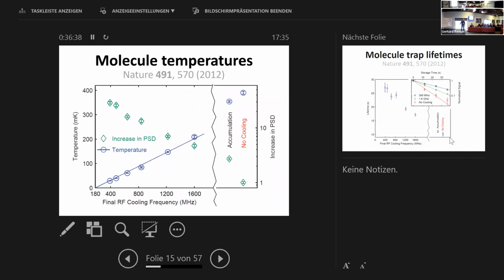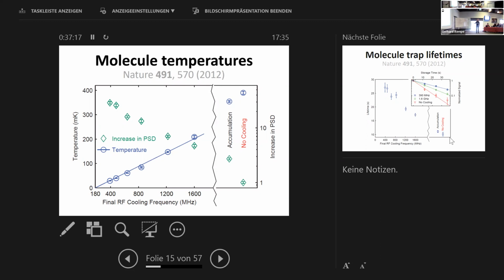So that looks good. Here's the temperature as a function of the final radio frequency cooling. You remember we sweep it down. So we started at frequencies of more than a gigahertz, 1600 megahertz or so. And we plot the temperature and the phase space density as a function of this radio frequency. This is the increase in phase space density, and this is the decrease in temperature. Okay, so we start up here with 400 millikelvin or so, and then it goes down all the way to, I don't know, 20 millikelvin or so here.